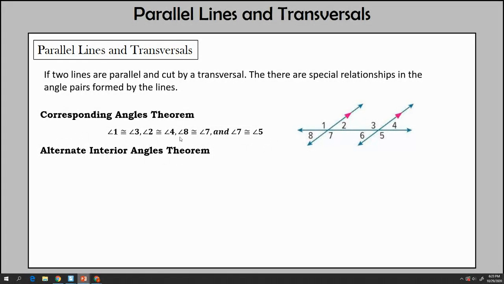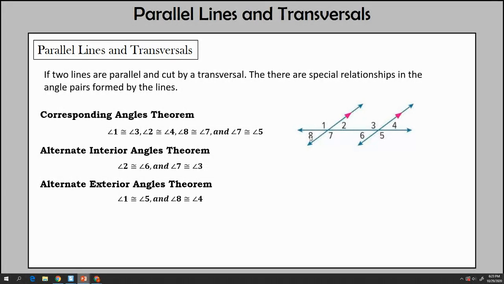Alternate interior angles are going to be congruent. So I know 2 and 6 are going to be the same angle, and I know 7 and 3 are going to be the same angle. Alternate exterior angles are going to be congruent. So I know 1 and 5 are going to have the same angle measure. 8 and 4 are going to have the same angle measure. Consecutive interiors, on the same side of the interior here, these two are going to be supplementary. And you'll see this in a minute, but 2 and 3 are going to add up to 180.